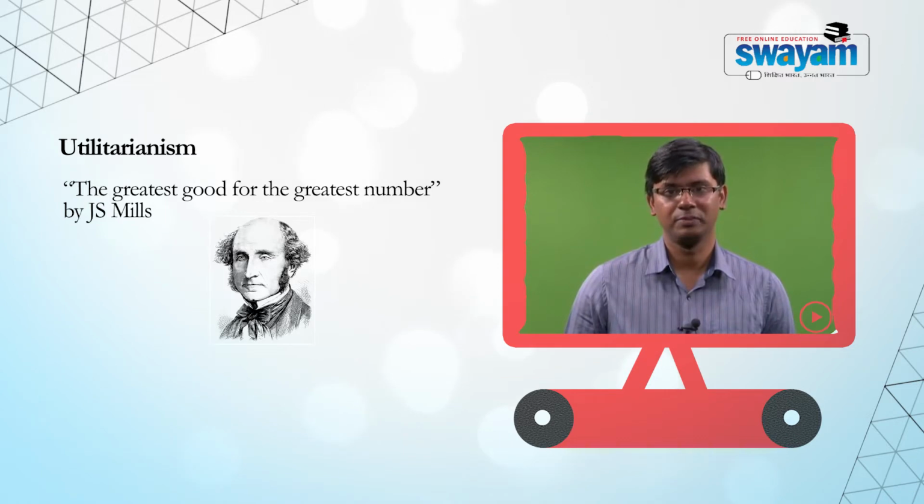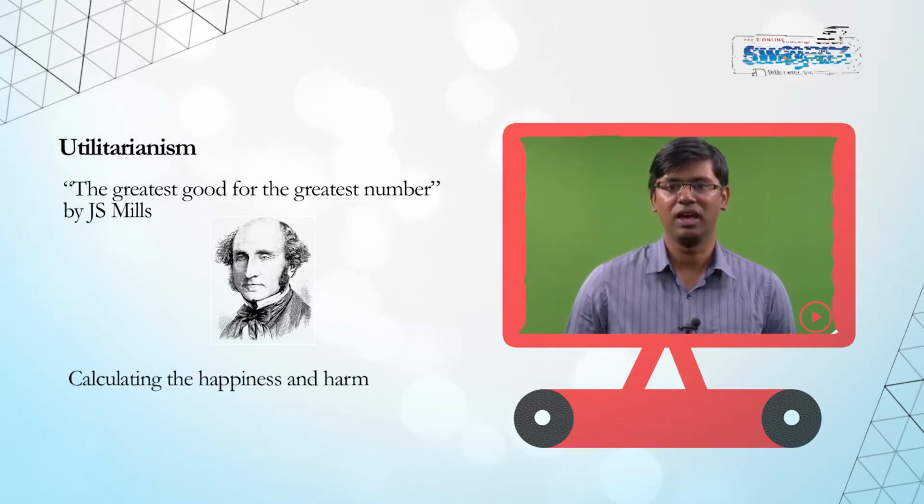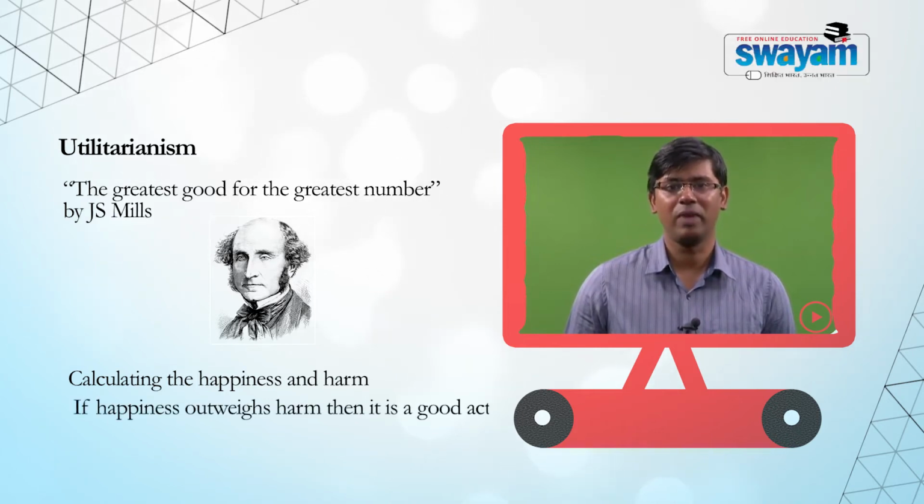Now, how do you calculate whether a particular act is good? Mill said you have to count the amount of happiness a particular act causes and the amount of harm it causes. If you weigh the harm against the happiness, and the happiness outweighs the harm, then such an act would be a good act. But if the harm outweighs the happiness, then such an act should be discarded because it is a bad act. So as far as Mill's utilitarian theory is concerned, if it results in the maximum happiness of the maximum number of people, then such an act would be good.